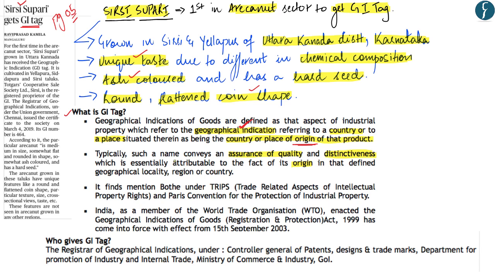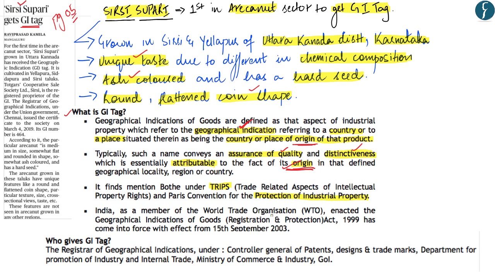which is attributed specifically to its origin, which means that the product has acquired a certain kind of distinct quality or uniqueness only because of the fact that the product is found in that particular place or origin. The GI tag finds mention both under the TRIPS, that is the Trade Related Aspects of Intellectual Property Rights, as well as the Paris Convention for the Protection of Industrial Property.